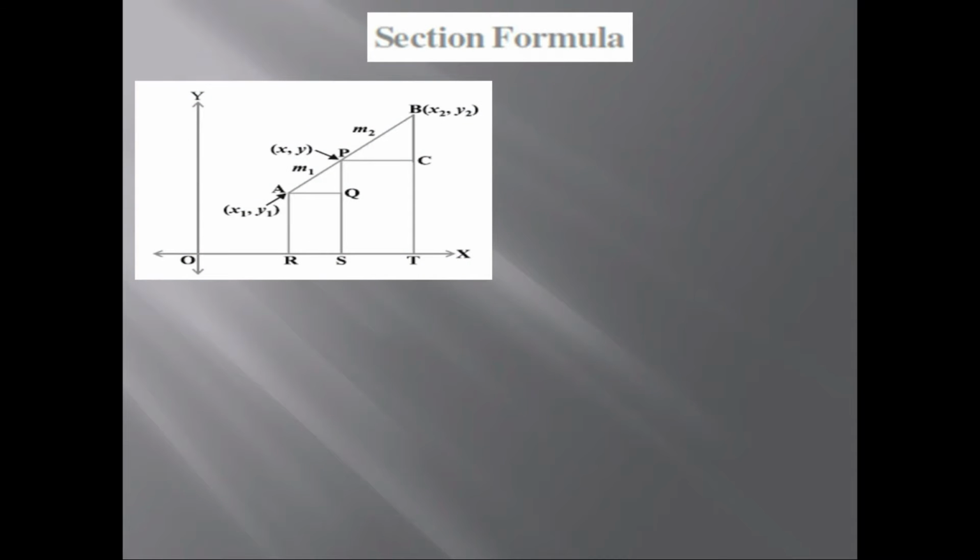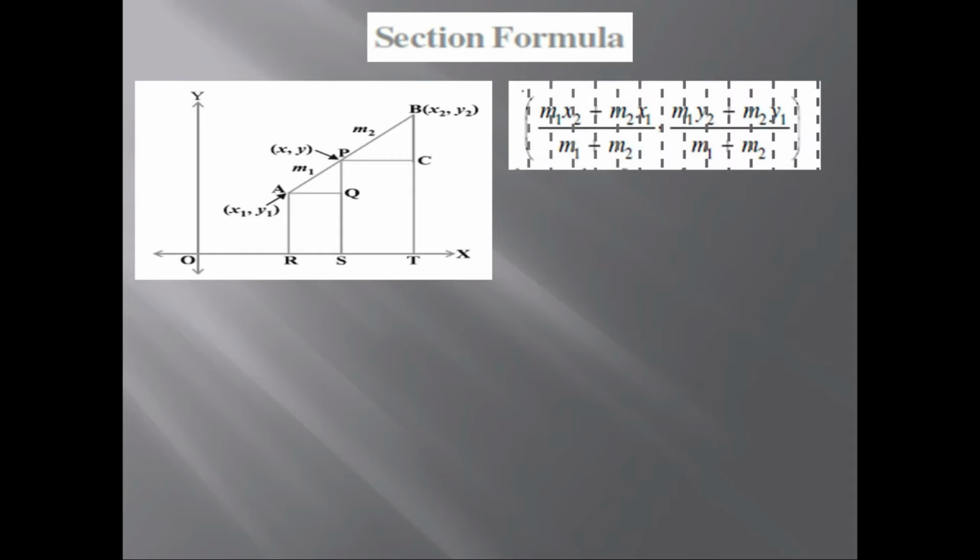Now here, AB is a line where A is equal to x1 comma y1, B is equal to x2 comma y2, and P is any point. Because of this point P, the line AB got divided into two different parts, maybe equal, maybe unequal, and the coordinate of P is x comma y. Suppose this line AB is divided into two parts in the ratio m1 and m2.